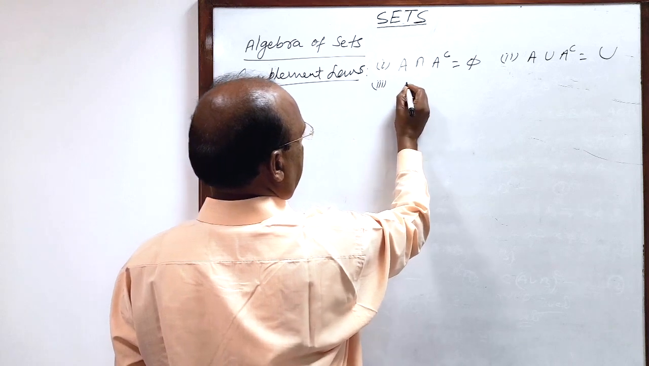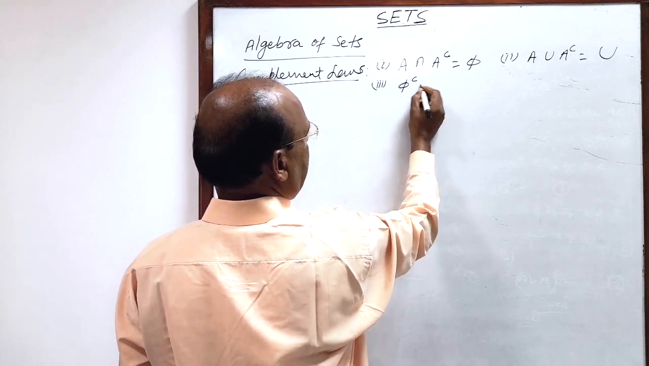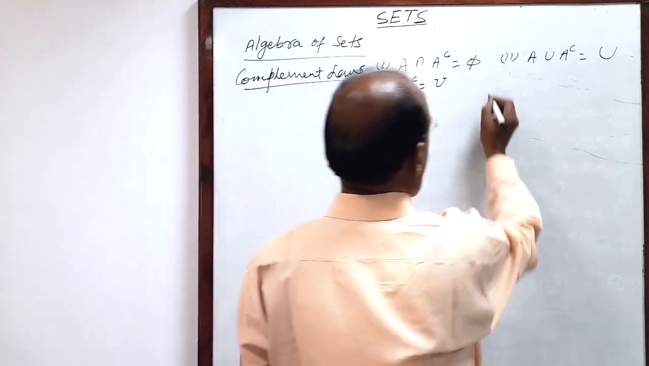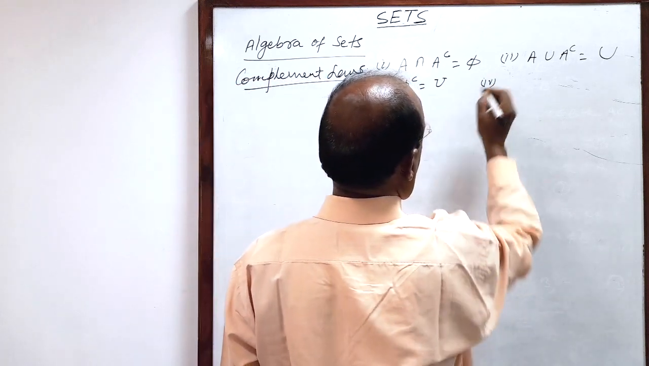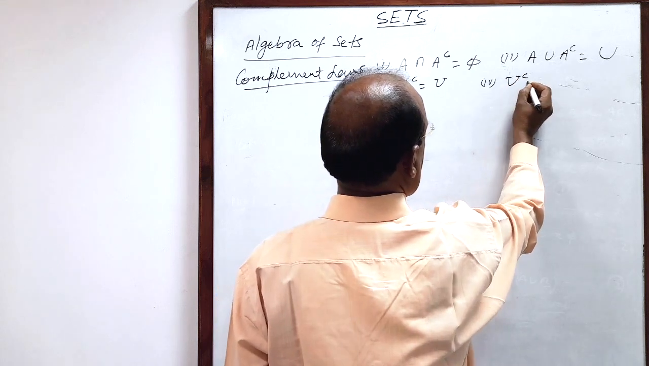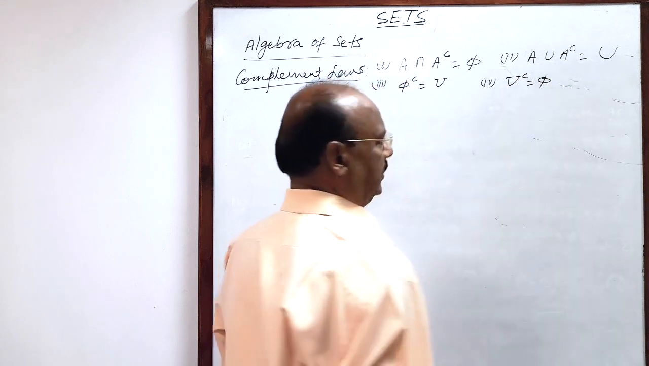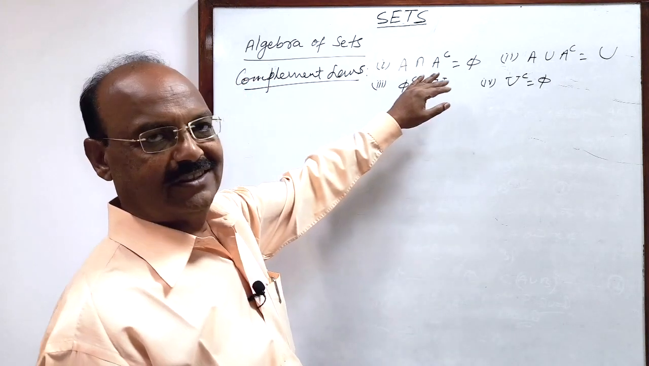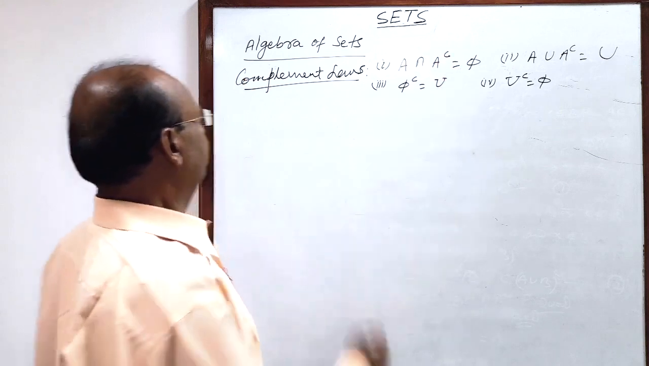Third law is phi complement. This is universal set. And fourth one is U complement. This is equal to phi. Now let us see proofs of these laws. Very interesting proof we have here.